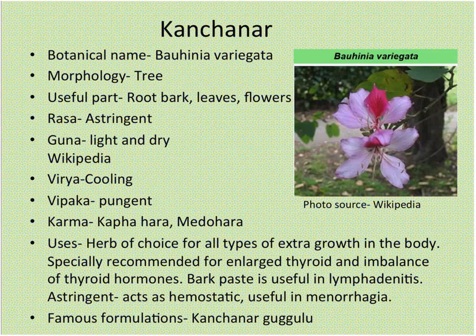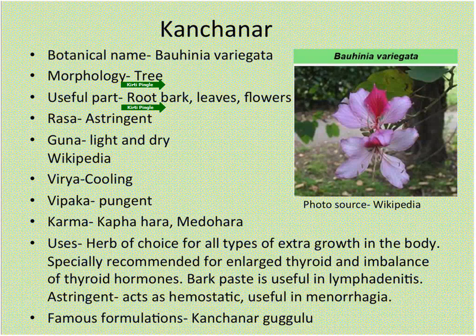And this is our last slide. Kanchanar. Kanchanar is another herb that works very well on mamsa dhatu. It's called Bauhinia variegata, and its tree's useful parts are root, bark, leaves, and flowers. It is very astringent, light, and dry in nature. It acts as a kaphahara and medahara.